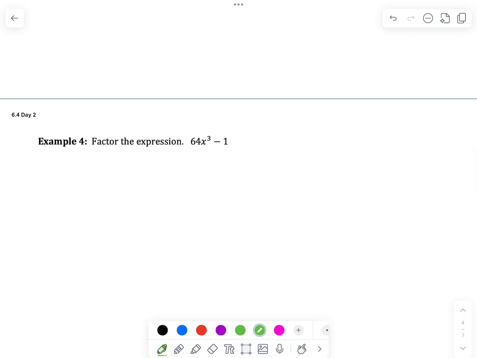Here's our last example. We have 64. I'm going to write that first as a perfect cube, so that's 4 times 4 times 4. And we have x cubed, so our a term will be 4x. Our 1 is 1 times 1 times 1, or 1 cubed, so this will be our b.